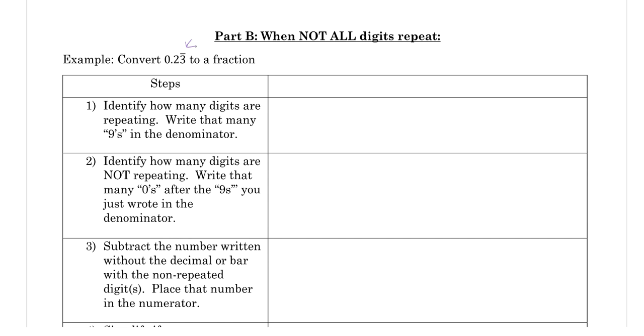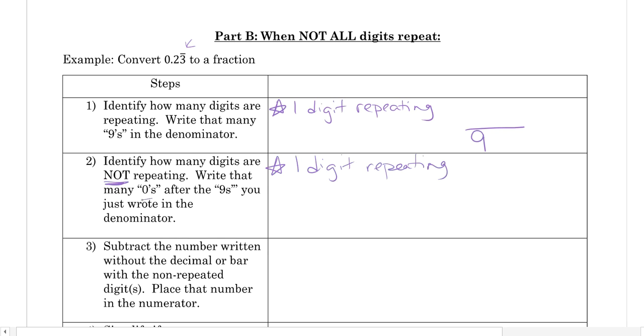Our first step: identify how many digits are repeating. I can recognize that there is one digit repeating. The bar is over one digit. So we are going to write that many 9s in the denominator. I would put one 9 in the denominator. Moving on to the next step, you're going to identify how many digits are not repeating. That is one digit, the 2. And we're going to write that many zeros after the 9s that we had just written. So now my denominator is going to read as 90.